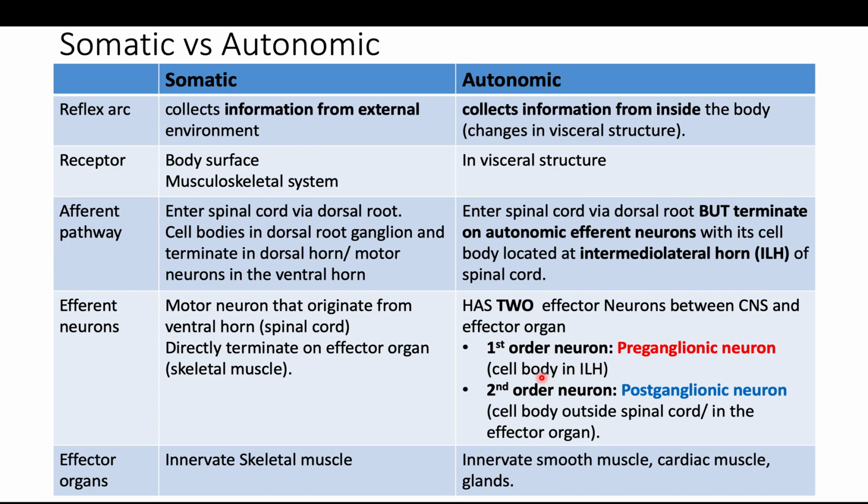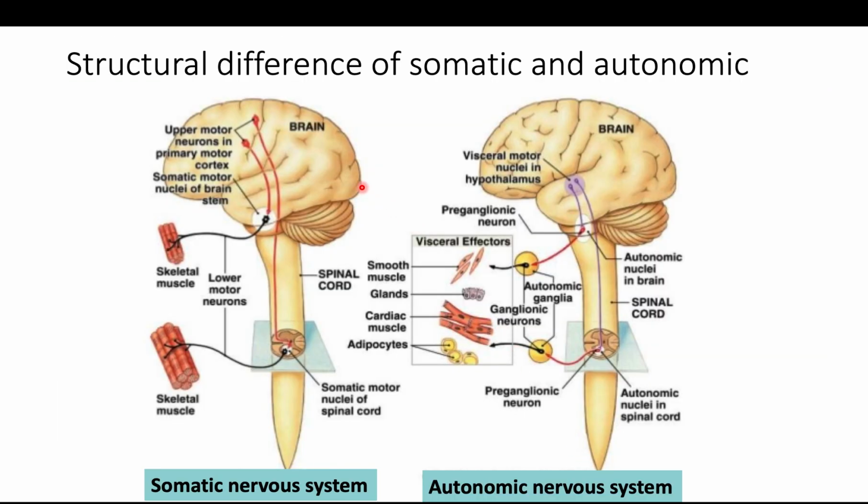The cell body for the first order neuron is located at the intermediolateral horn, at the afferent point just now in the spinal cord. But for the second order neuron, its cell body is located outside the spinal cord, and sometimes it can be in the effector organ itself. The effector is going to innervate the smooth muscle and the other involuntary organ systems. So this is the structural difference between the somatic and the autonomic nervous system.